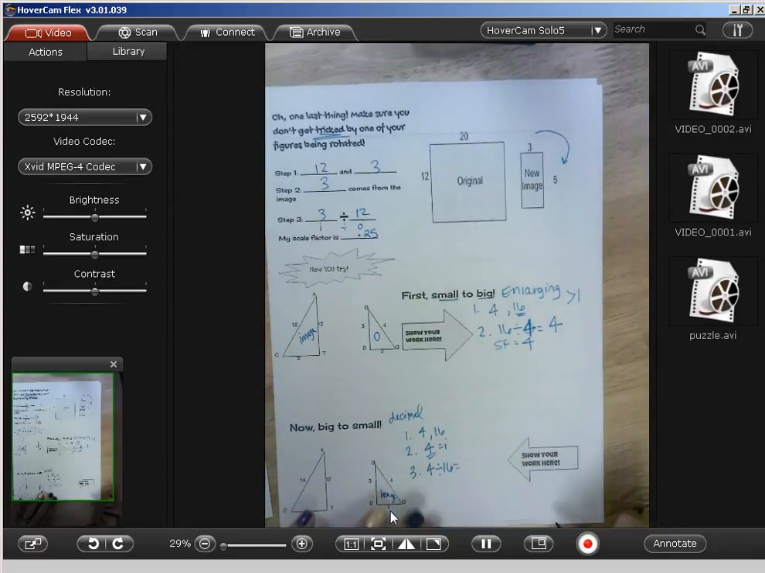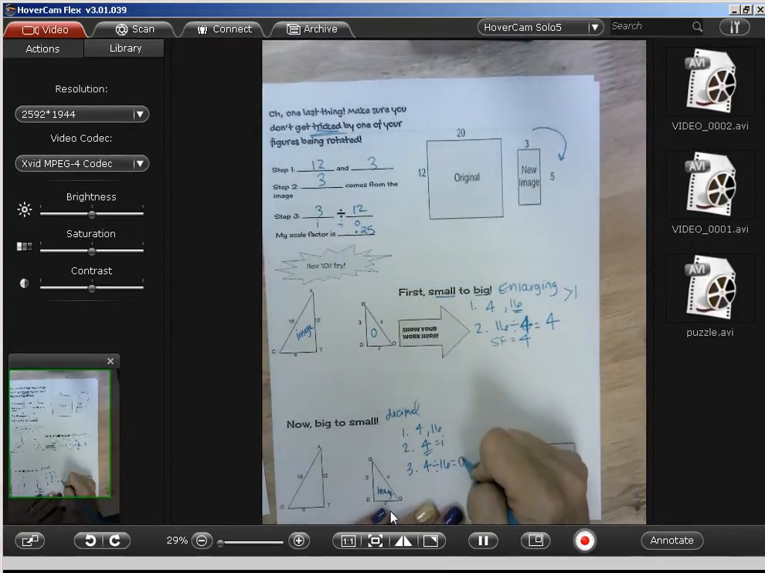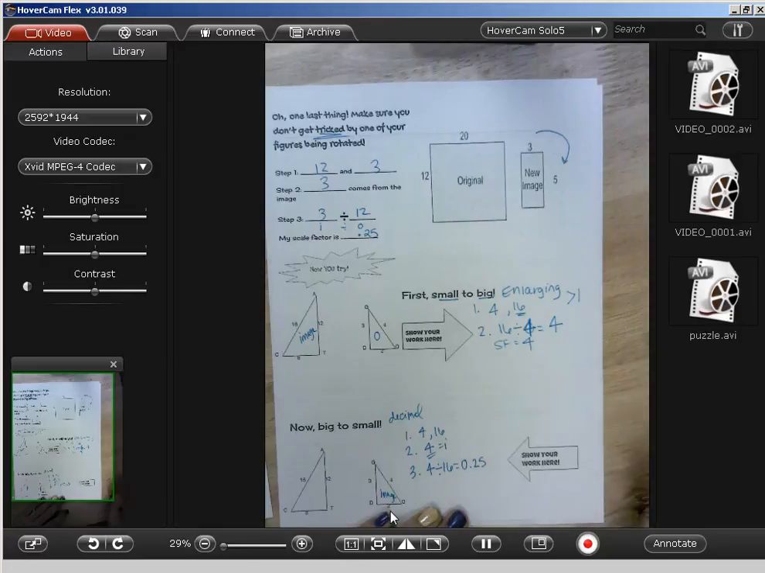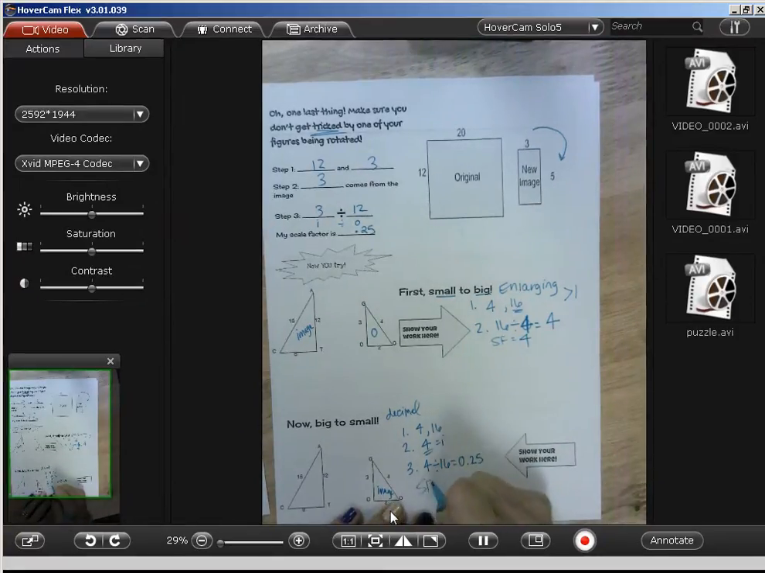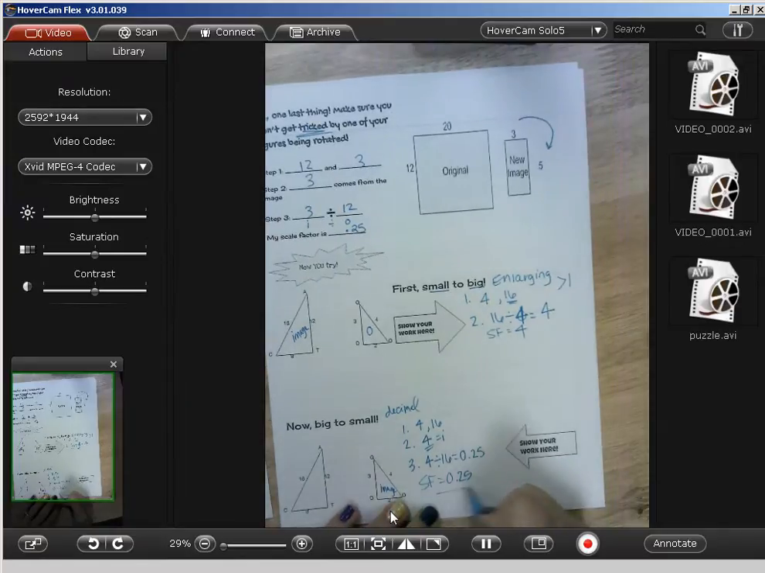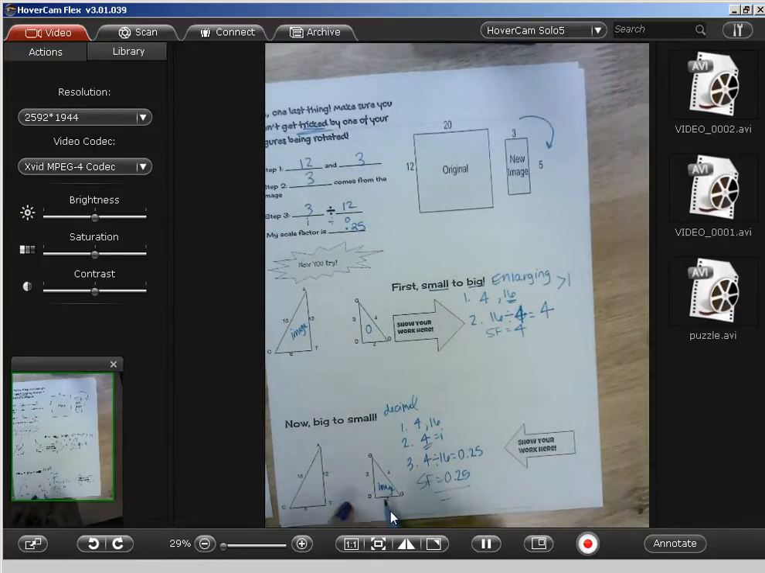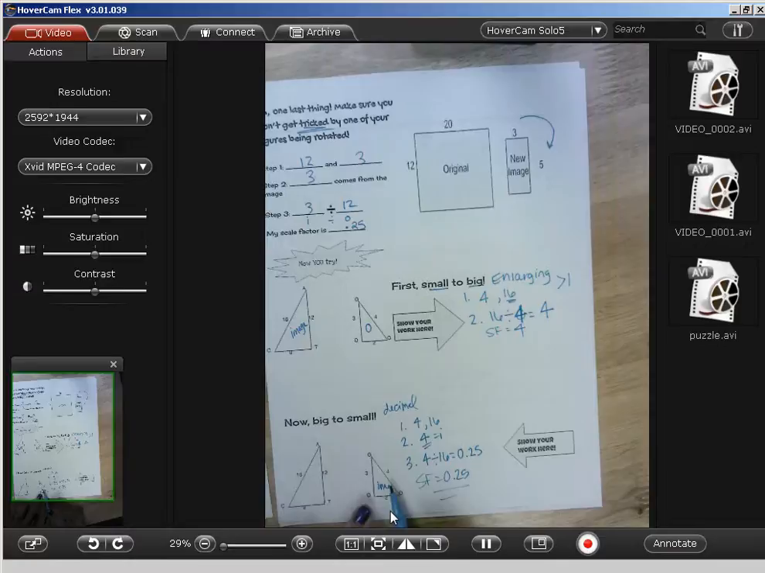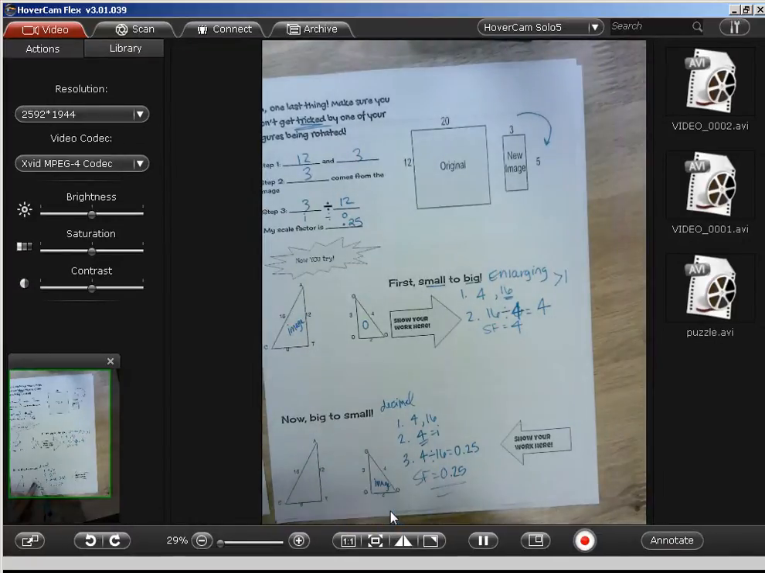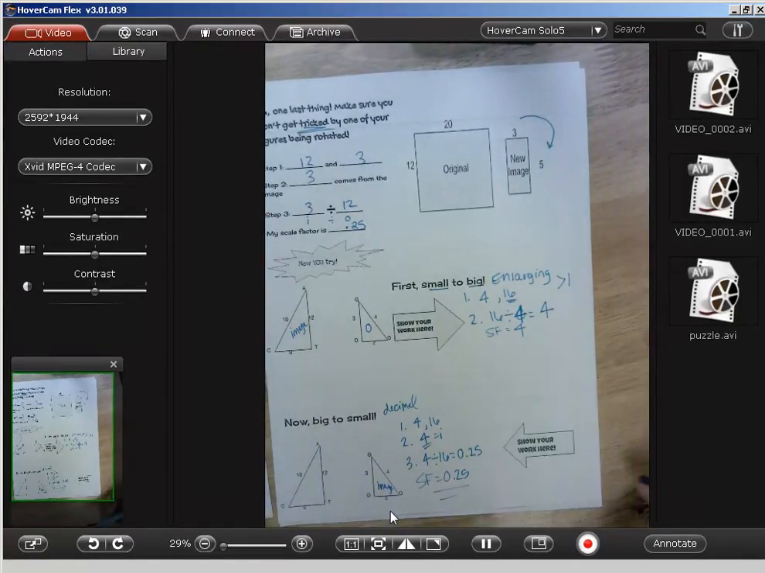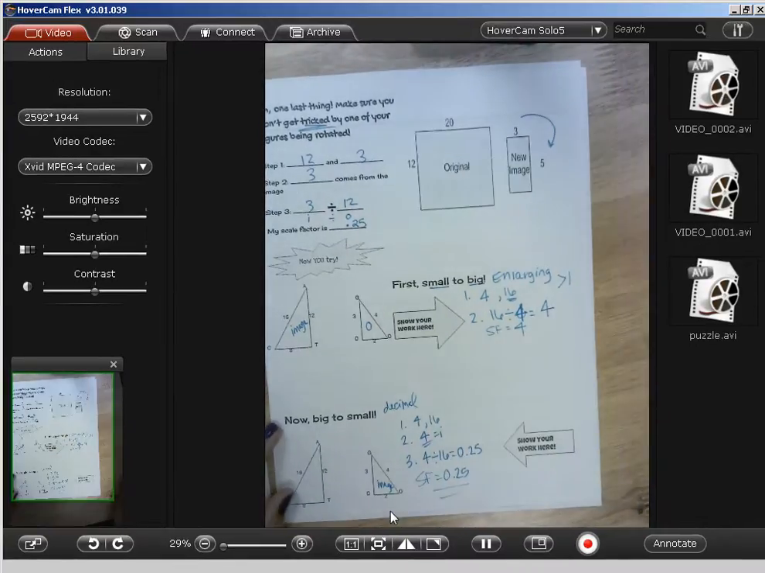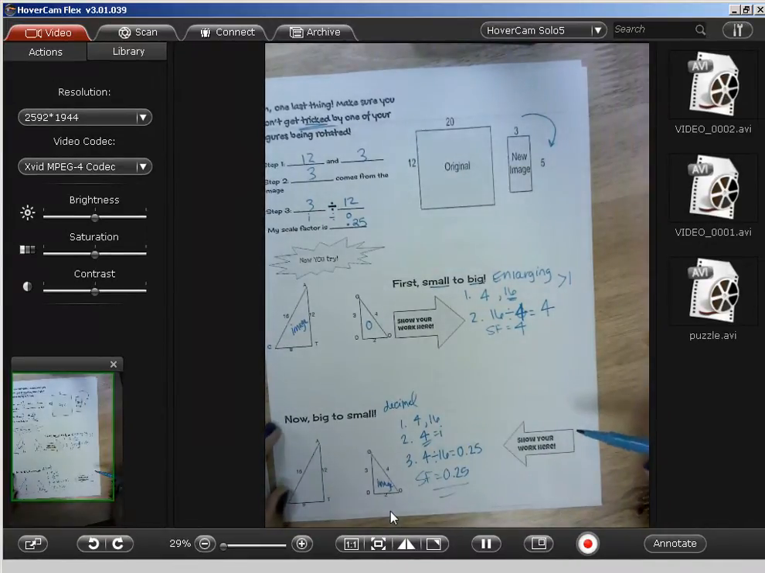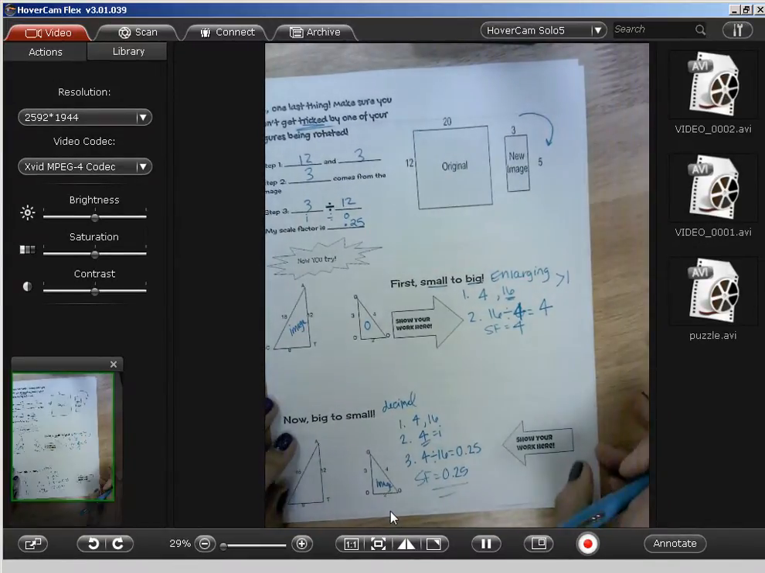When I do that in my calculator, I get 0.25. So that means that my scale factor is 0.25. And this makes sense because I'm going from a big figure to a small figure, so I'm shrinking it down to a quarter of its normal size. Hopefully this makes sense. If you just follow these step-by-step directions, you should be good to go.